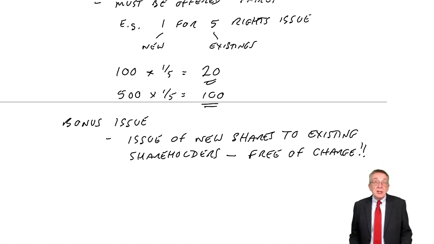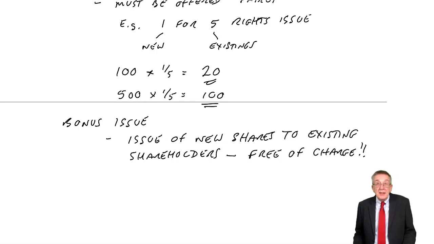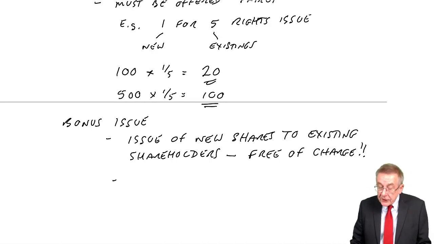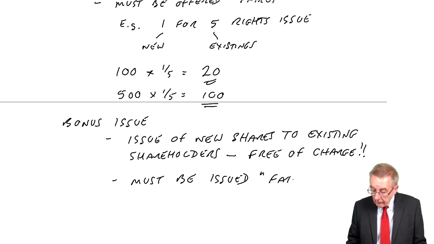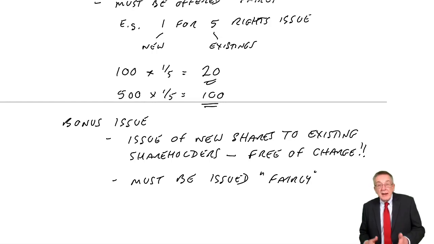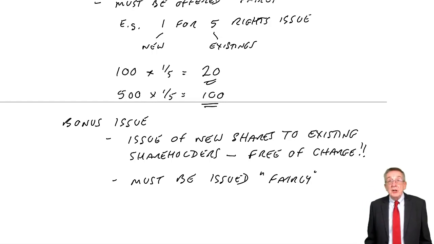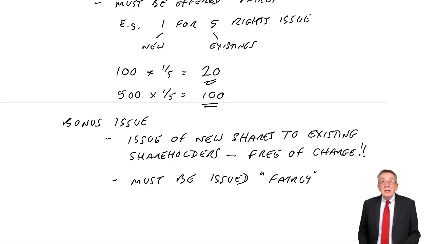Now, I say that may seem strange. Why would they do that? Well, I'll explain why they might do it later. But if they do it, just as with a rights issue, they must be issued fairly. So again, it might be 1 for 5. They give them 1 new one for every 5 they currently hold. It could be 1 for 3, 1 for 4, 1 for 2. It's always expressed in that sort of way.